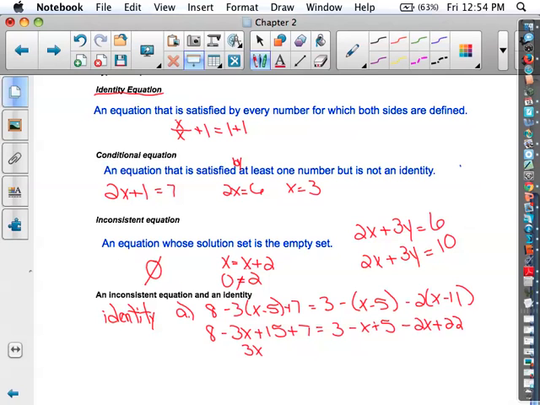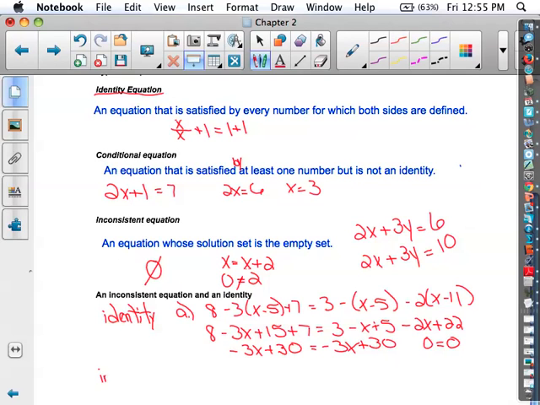negative 3x plus 30 is equal to negative 3x plus 30. So that is an identity, because you can see if I add 3x to both sides and subtract 30 from both sides, I'm going to end up with 0 equals 0. And that's an identity. Okay?